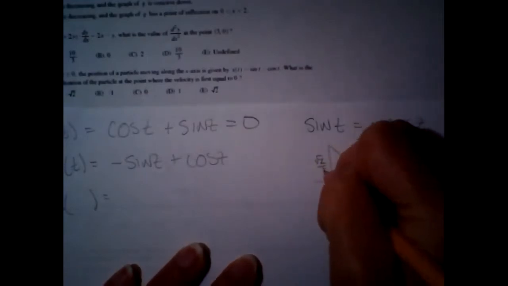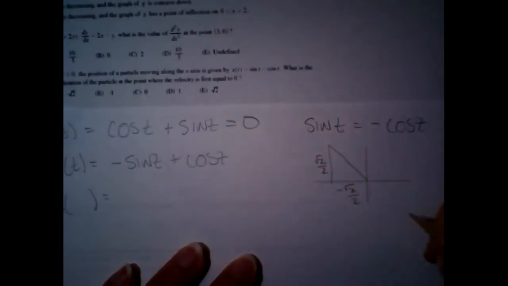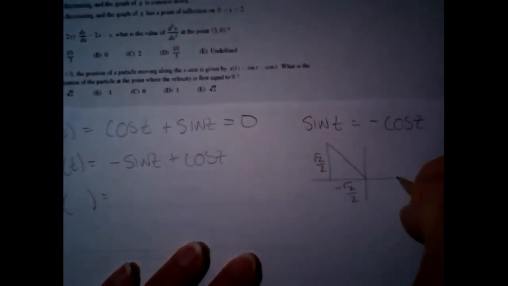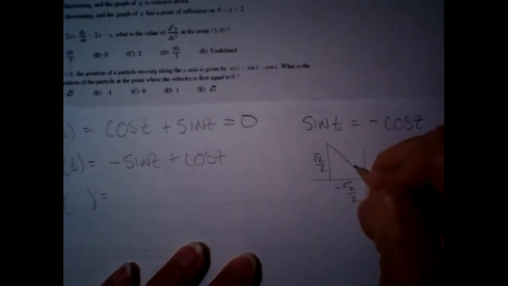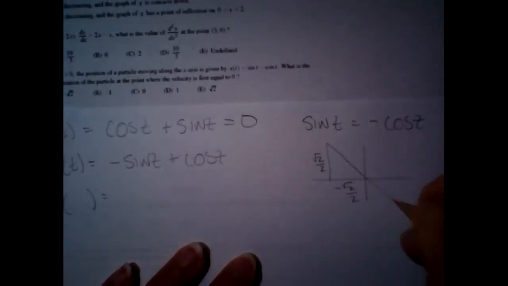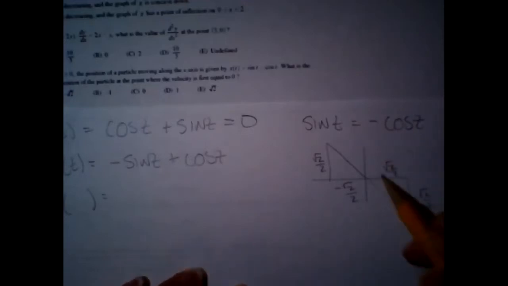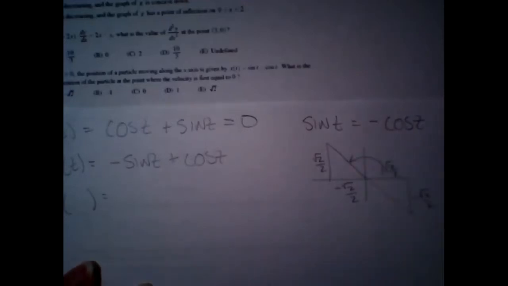You get sine is square root of 2 over 2. Cosine is negative square root of 2 over 2. This would be 3 pi over 4. And then it happens again in the fourth quadrant. But it said when it first equals 0, so we want the 3 pi over 4.